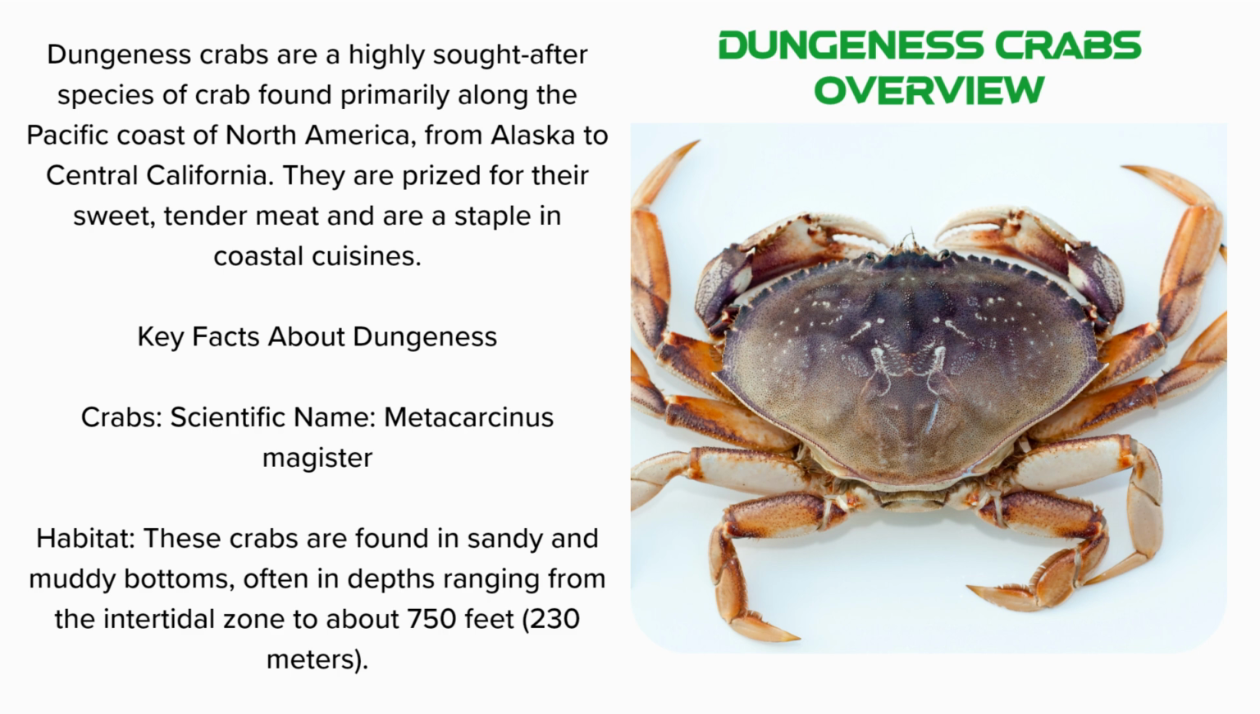Key facts about Dungeness crabs. Scientific name: Metacarcinus magister. Habitat: these crabs are found in sandy and muddy bottoms, often in depths ranging from the intertidal zone to about 750 feet, 230 meters.